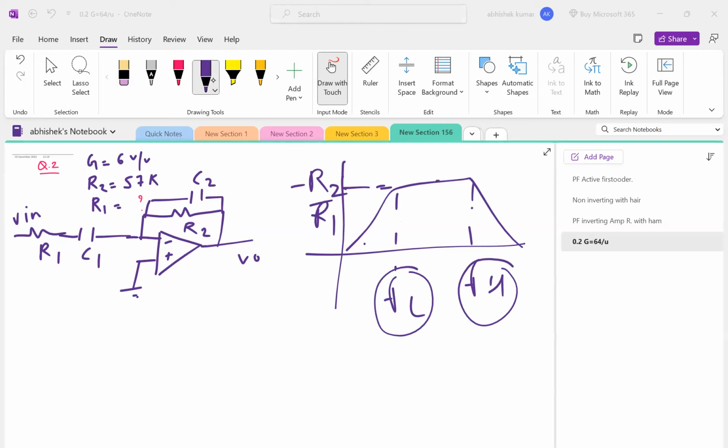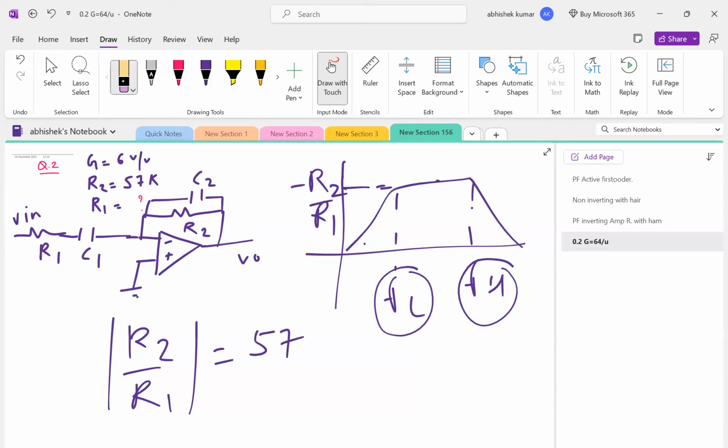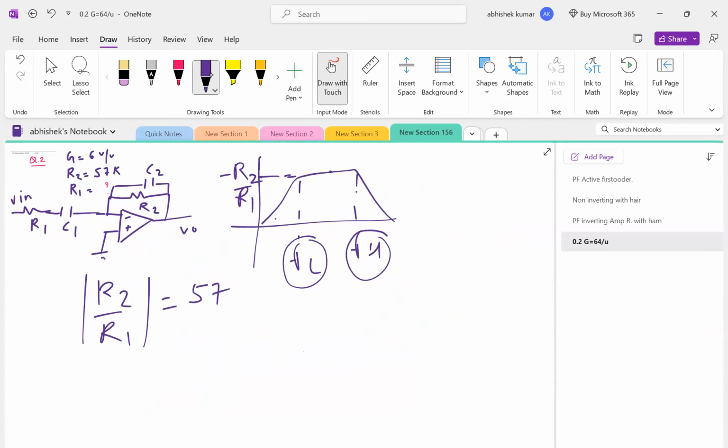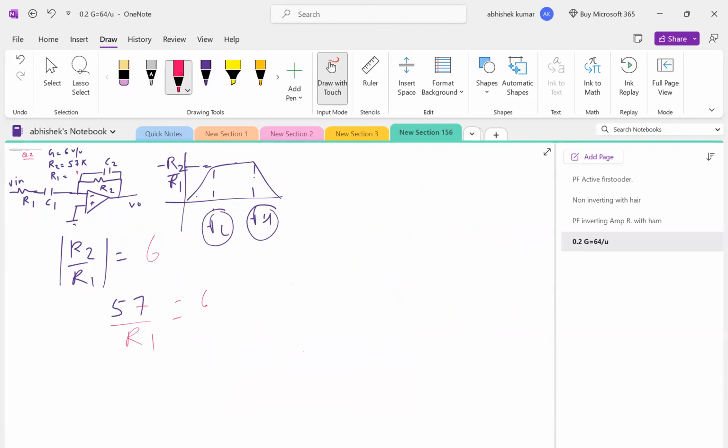You have R2, and R2 by R1 in modulus is the gain. The gain is 6, R2 is 57, and you have to find R1. So 57 by R1 equals 6, so R1 is 57 by 6. It will be around 9 point something, 9.1 something. Correct. Any doubt?